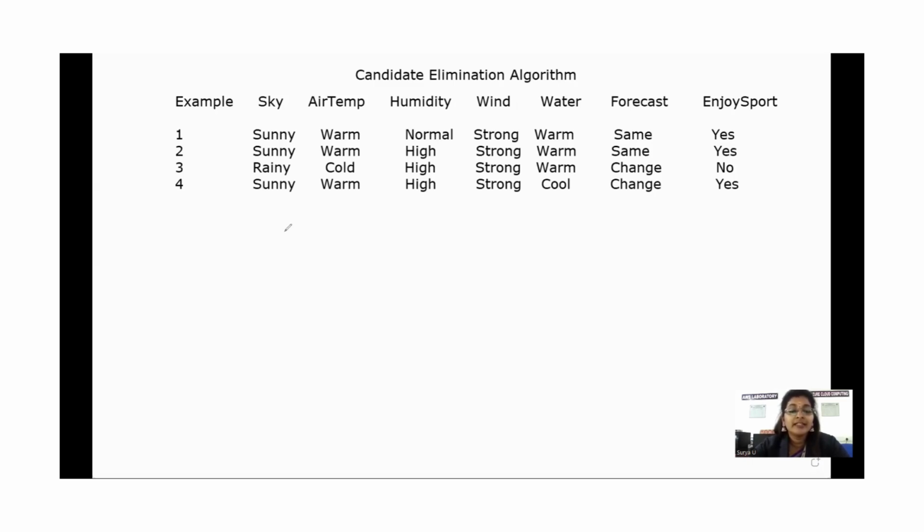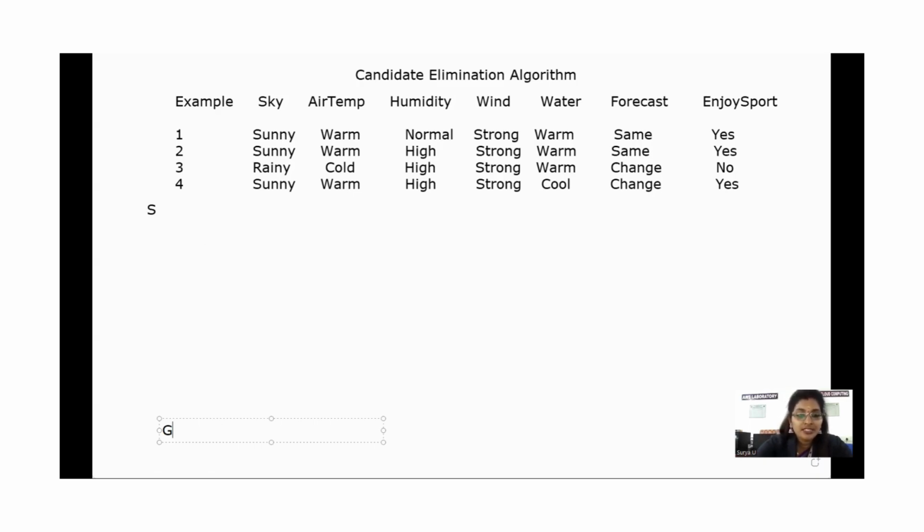One is the general hypothesis and the other is the specific hypothesis. So let me write the specific hypothesis as S and the general hypothesis as G. This is the first step. Now, initially, I want to write the value of the specific hypothesis and the general hypothesis. Always remember, the general hypothesis is always defined with the question mark symbol, and the specific hypothesis always starts with null values.